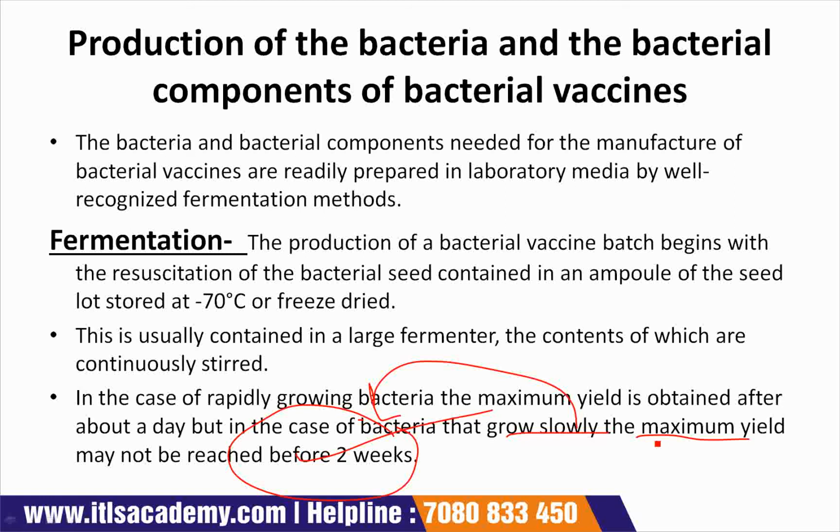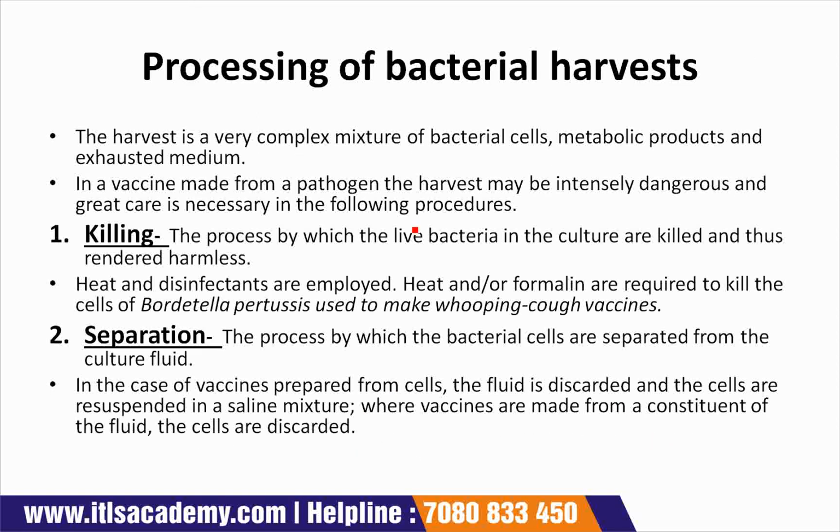At the end of the growth period, the contents of the fermenter, which are known as the harvest, are ready for the next stage in the production of the vaccine. Processing of bacterial harvest. The harvest is a very complex mixture of bacterial cells, metabolic products, and exhausted medium.